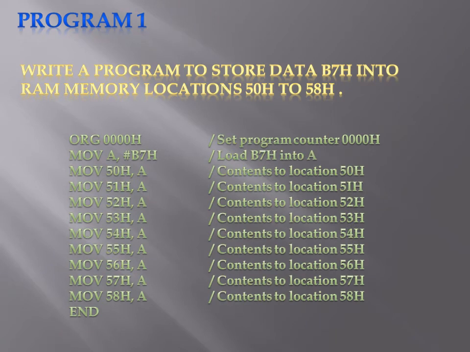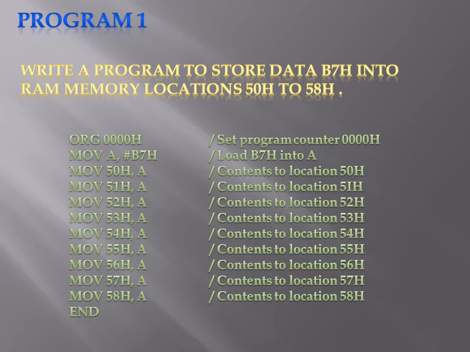ORG 0000H is an assembler directive actually telling the microcontroller to reset the program counter to 00. MOV A, #B7H, loading B7 hexadecimal into the accumulator. Then we have to move the accumulator contents, just B7, to memory locations starting from 50 to 58.